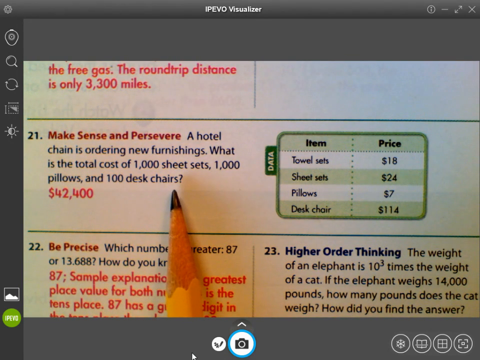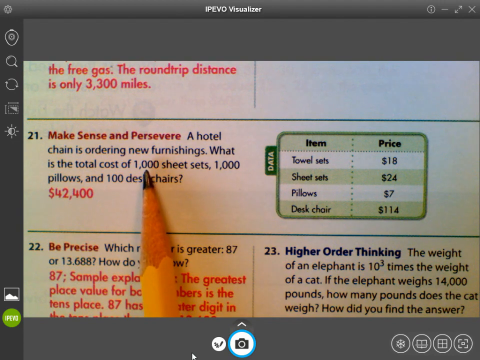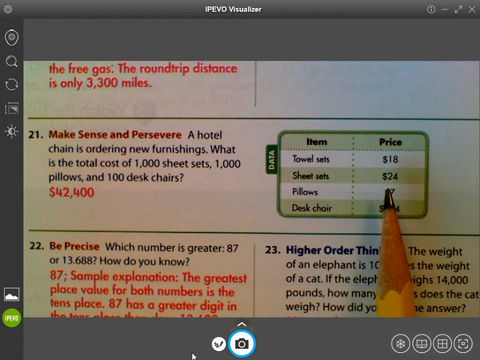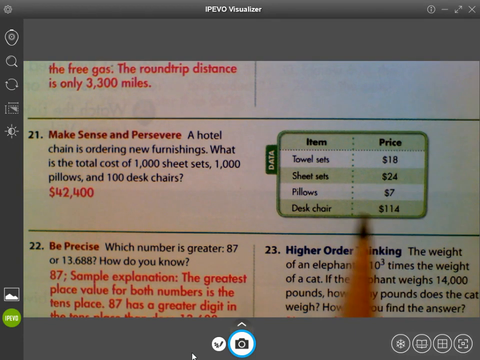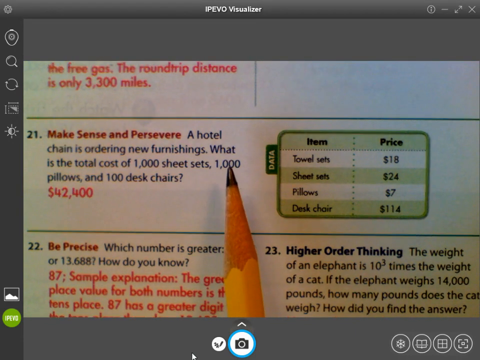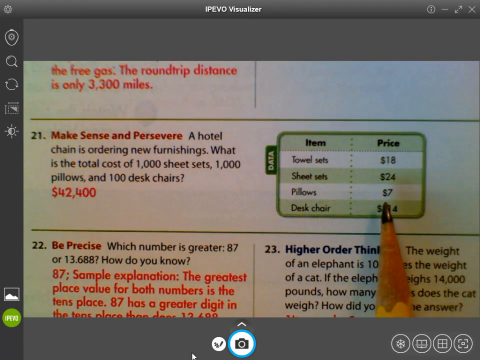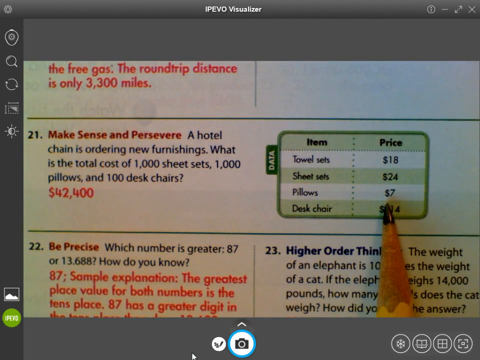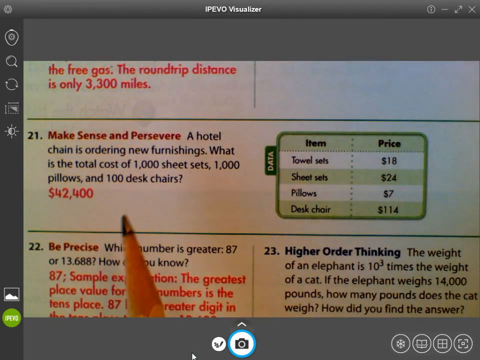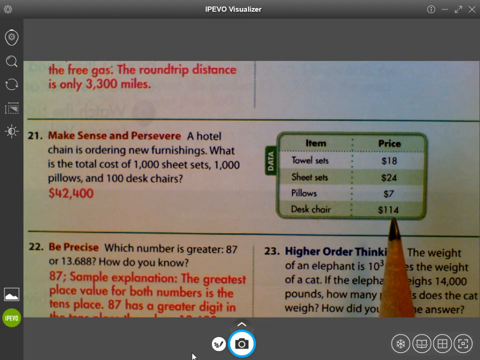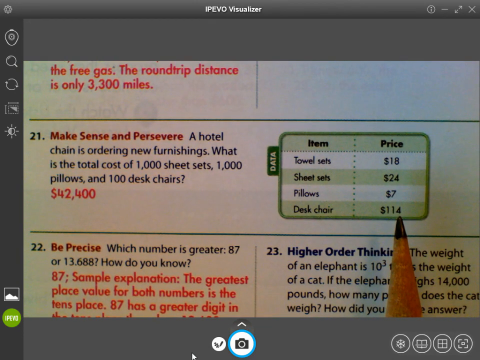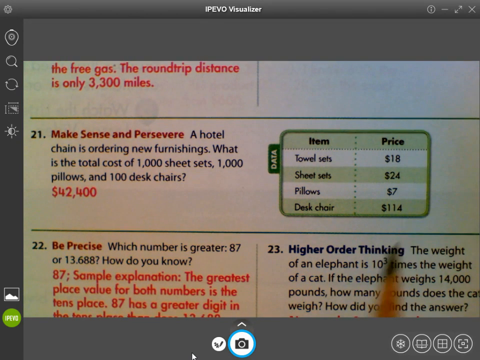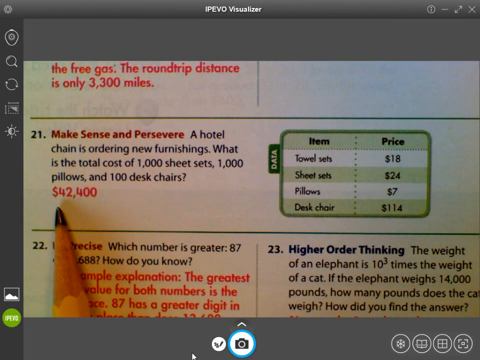So what you should have done is taken 1,000 times 24, which would get us 24,000. Then you should have taken 1,000 times 7, which would get us 7,000. And then taken 100 times 114, which would have given us 11,400. And then when you add up those three numbers, you should have gotten a grand total of $42,400.